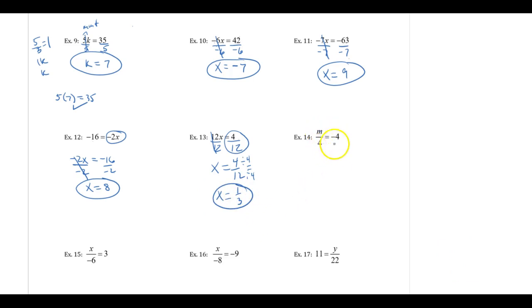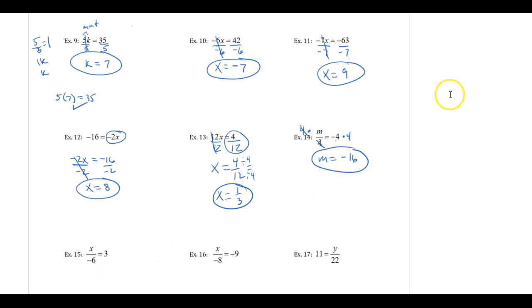M is linked to 4 by division. So to undo division, I multiply. So to get rid of this 4, I'm going to multiply this by 4. These cancel out. What I do to the left side, I do to the right side. And negative 4 times 4, different sign, so it's negative 16.